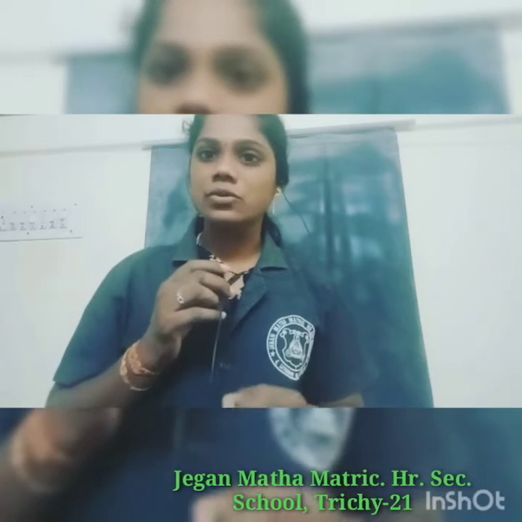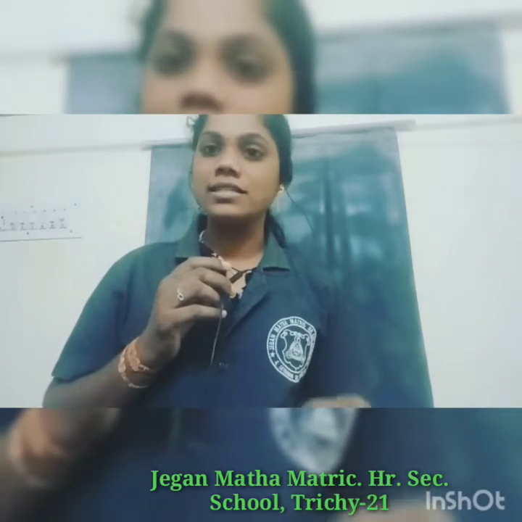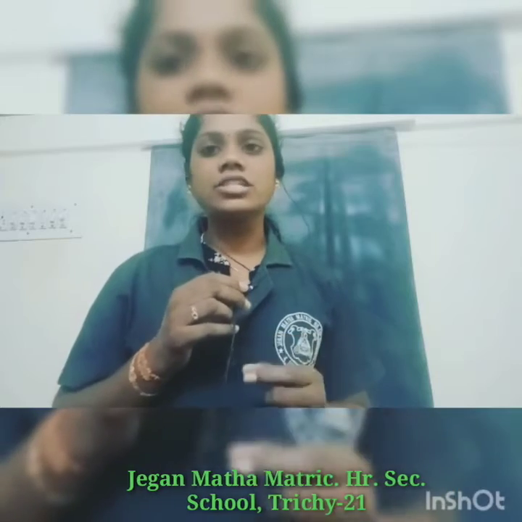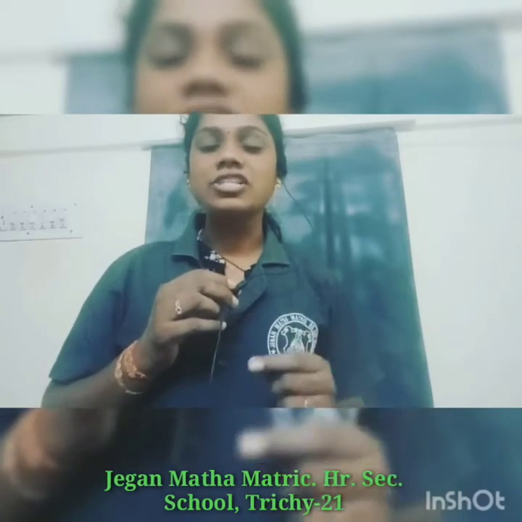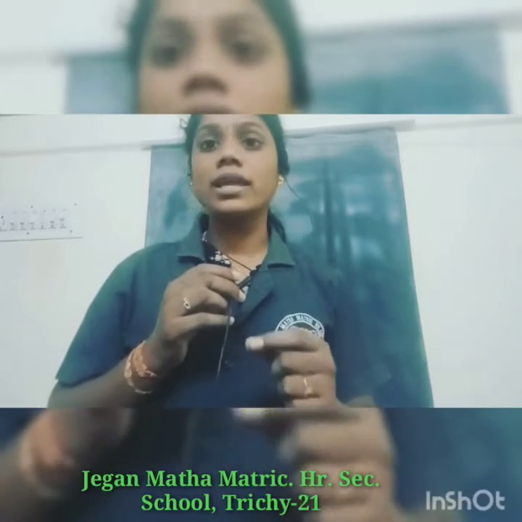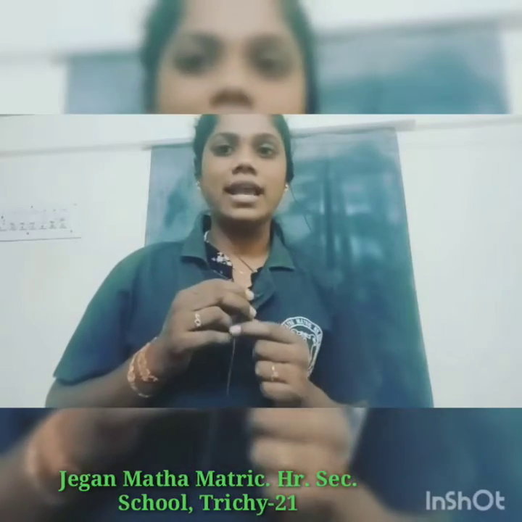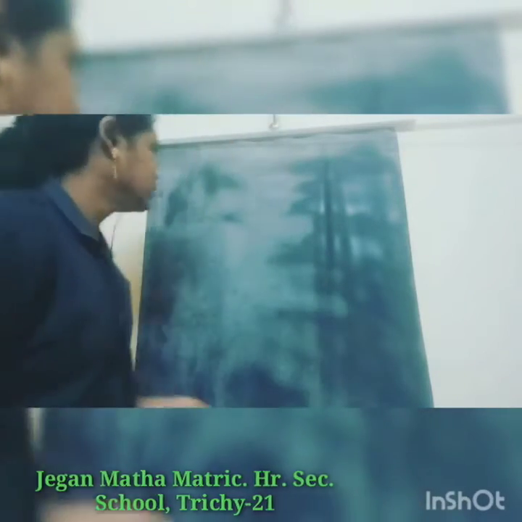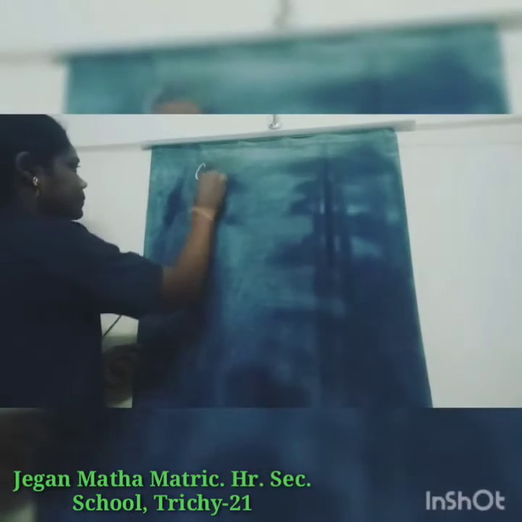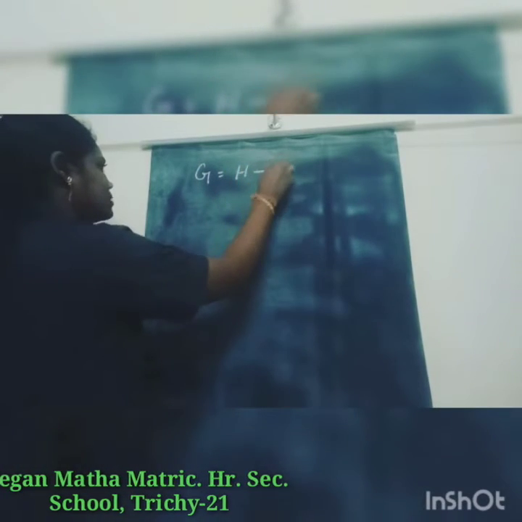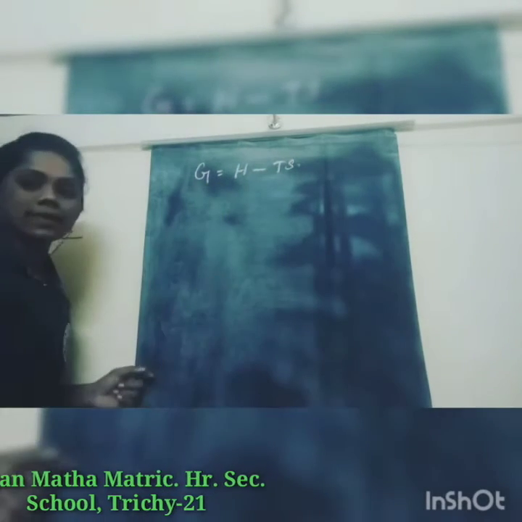So what is G? G is Gibbs free energy. G is equal to H, where H means enthalpy, minus TS. Here T is temperature and S is entropy. So G is equal to H minus TS, where G is Gibbs free energy.